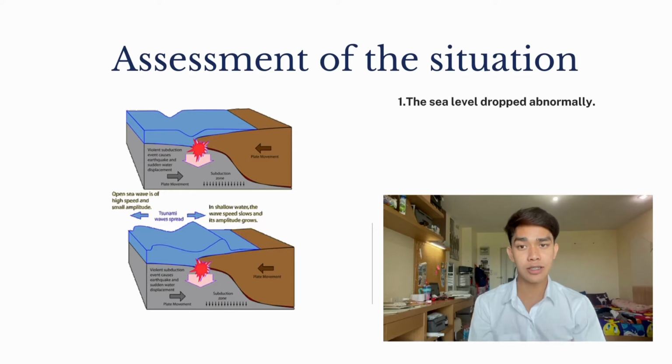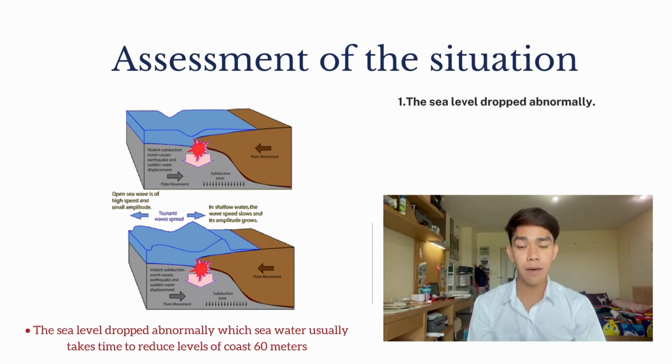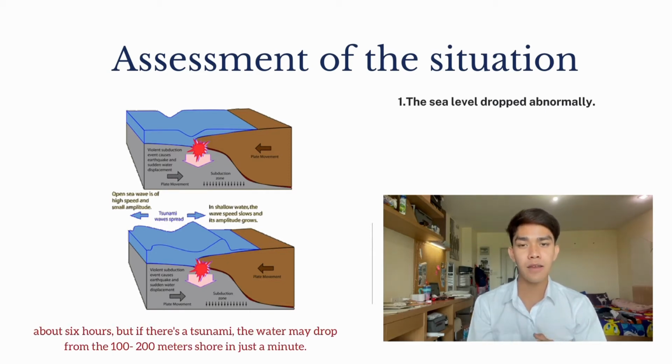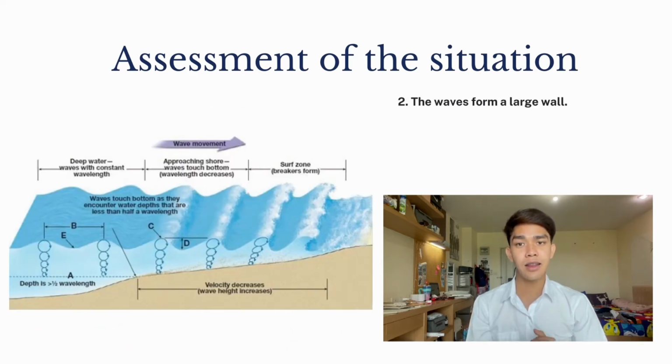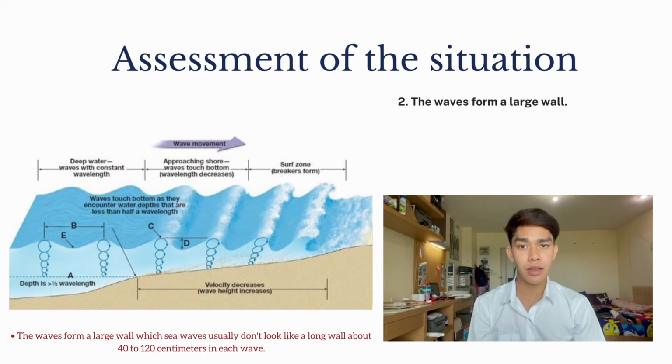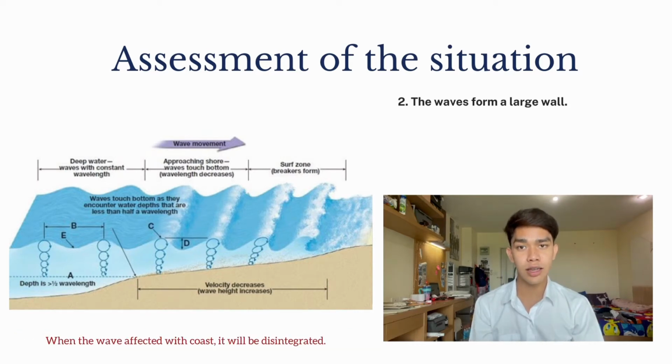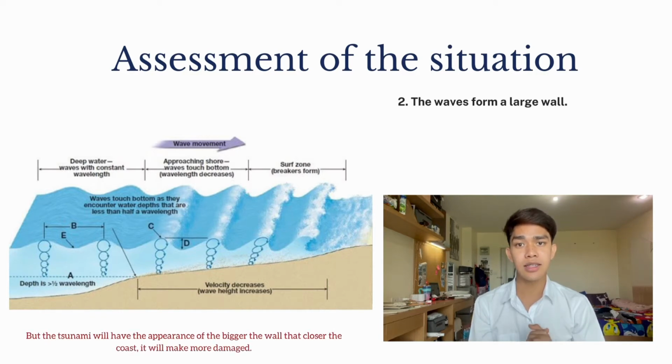Assessment of situations. The first one is the sea level dropping abnormally. Sea water usually takes about 6 hours to reduce the level of the coast by 60 meters, but if there is a tsunami, the water may drop 100 to 200 meters from the shore in just a minute. The second is the wave looking like a large wall. Sea waves usually don't look like a long wall, about 40 to 120 centimeters in each wave. When the wave reaches the coast, it disintegrates, but a tsunami will have the appearance of a bigger wall. The closer to the coast, the more damage it will make.